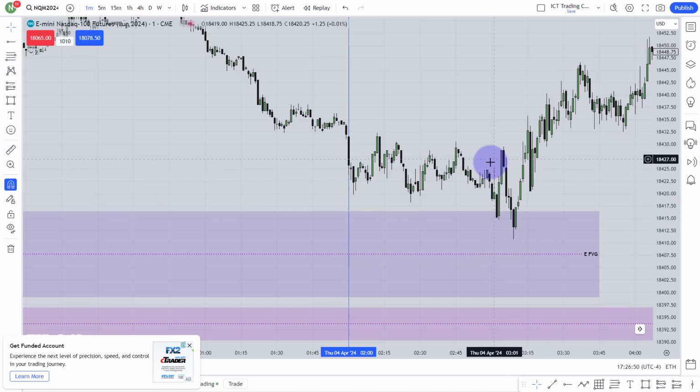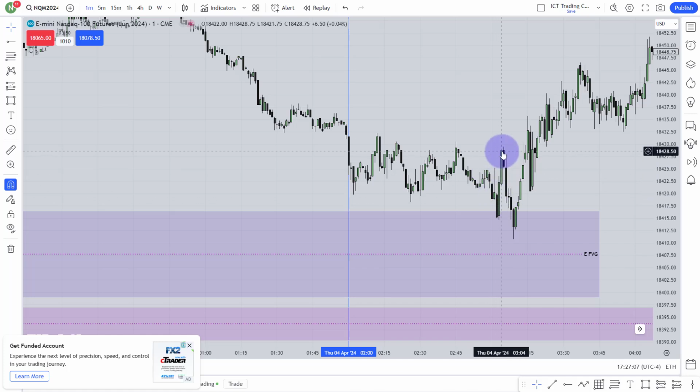Then it went higher. Was there any market structure shift? No, there is no market structure shift. If you have any confusion about the market structure shift, then you can watch the video. I'm going to put the link in the description. So you will get the market structure shift video over there in the description.